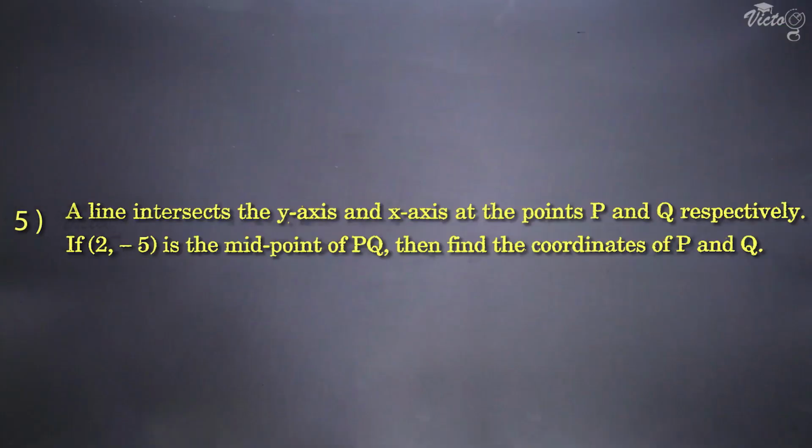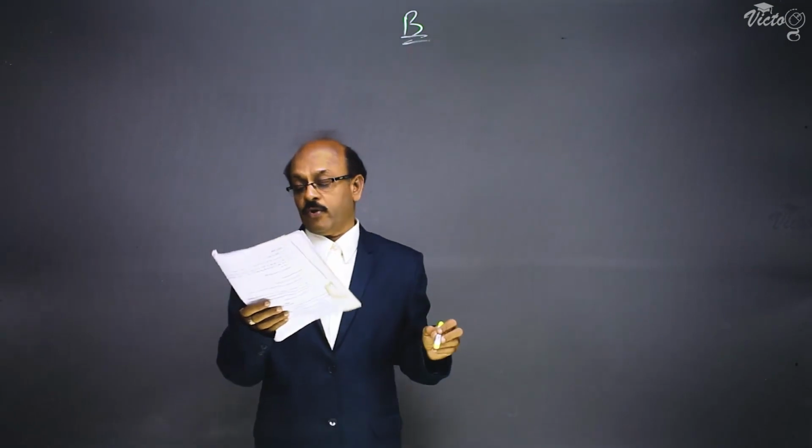A line intersects the y-axis and x-axis at the points P and Q respectively. If (2, -5) is the midpoint of PQ, then find the coordinates of P and Q. Now it is Section B, question number 5.